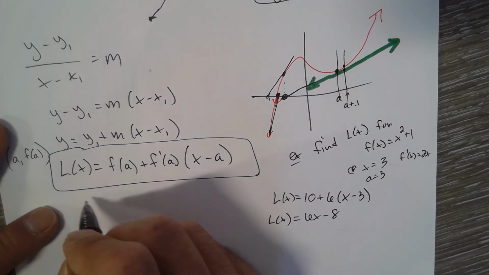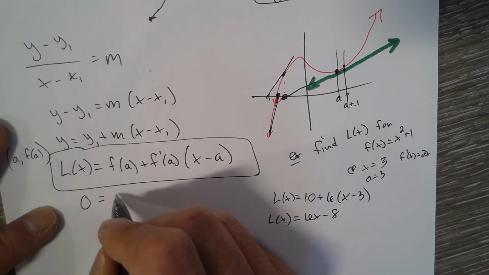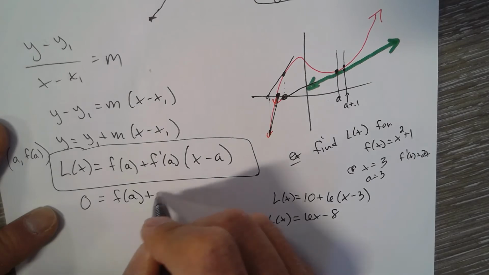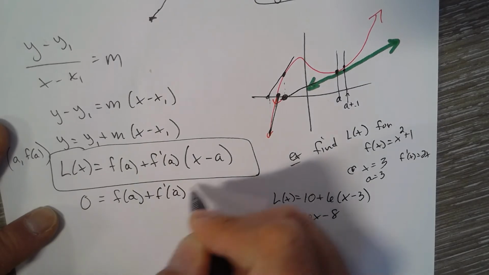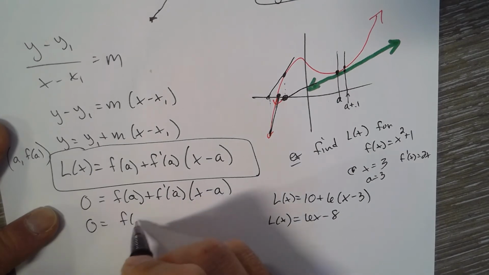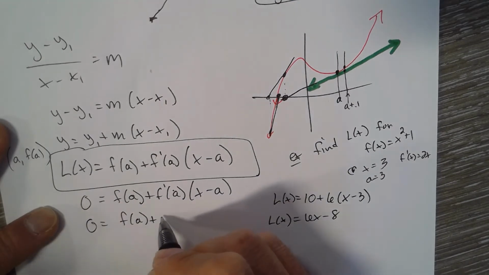So the process, if I make our L of x 0, that means we're going to find our x-intercepts. I'm going to distribute.